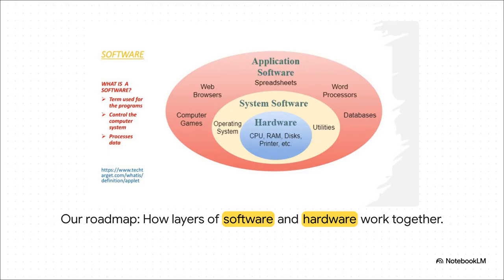And this diagram? This is basically our roadmap for today. On the very outside, you've got the application software. That's your browser, your word processor, all the stuff you use every day. Right underneath that, you'll find the system software, like your operating system, which is basically the manager of the computer itself. And then right at the very core, you have the physical hardware. We're going to travel through every single one of these layers.